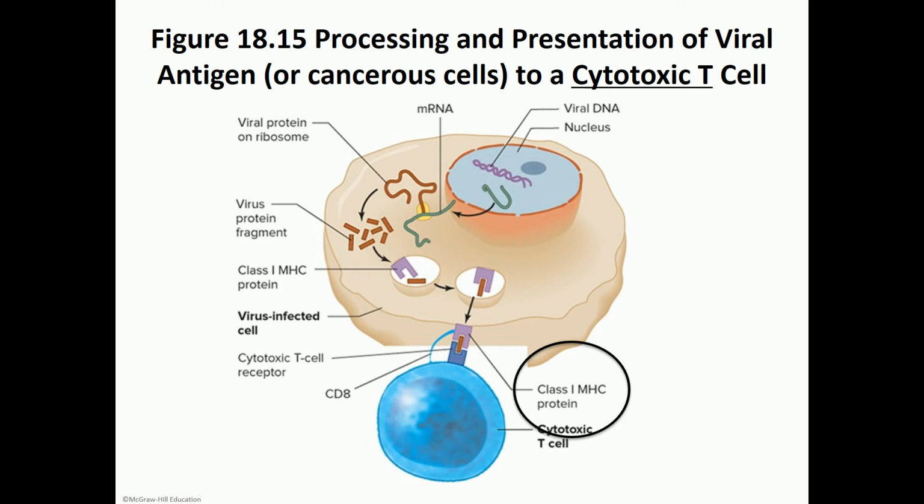But let us say in this scenario, you see this cell is infected with a virus. So part of the virus is going to be presented here on the class 1 MHC, making it abnormal in shape. That cytotoxic T cell recognizes that it is not normal and is going to start attacking that cell.